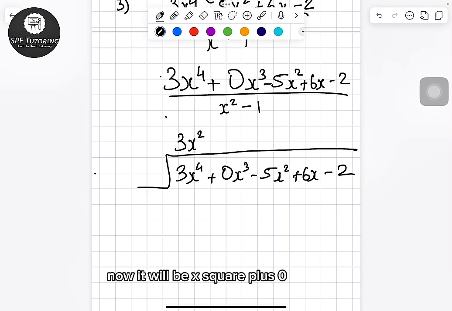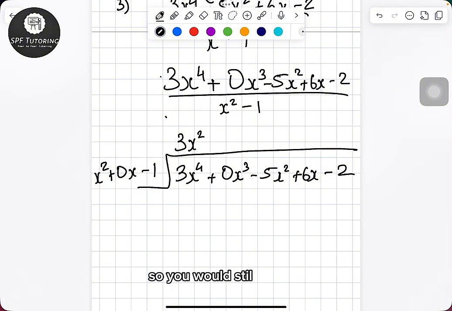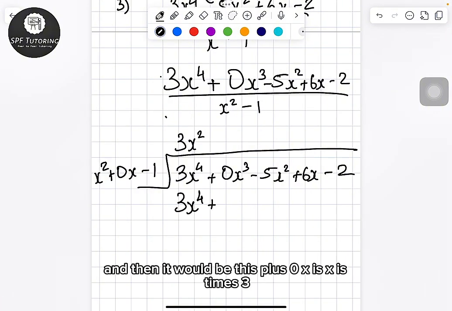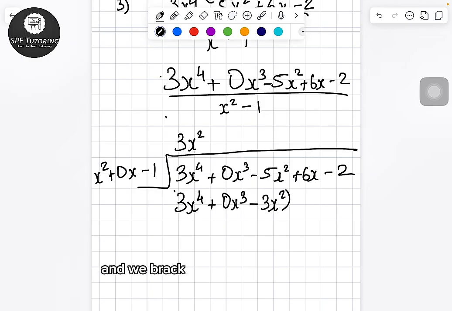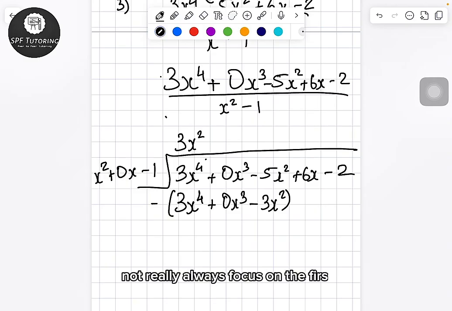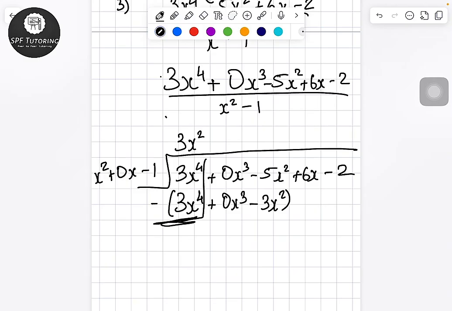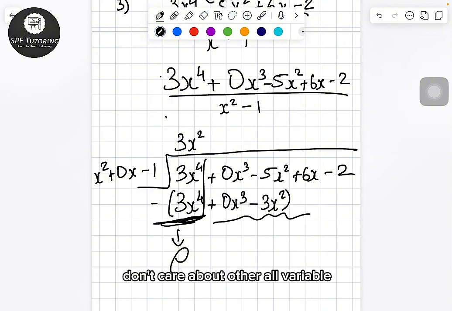Now it will be x squared plus 0x minus 1. So we would still put this, and then it would be this plus 0x, as x times 3x is basically 0x cubed, minus, now 3x squared would go. And we bracket it and we put a negative sign. And you would be saying that we need all the variables to be negative. Not really. Always focus on the first variable to make it 0. Don't care about all the other variables.